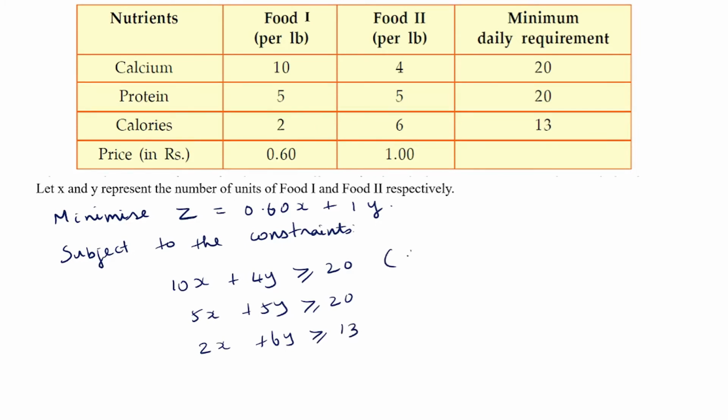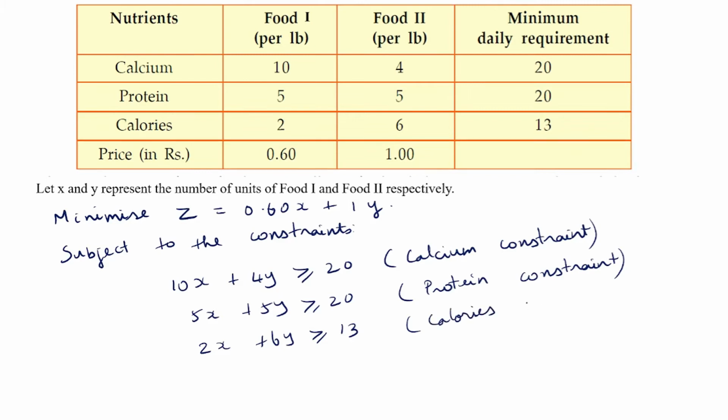So this is the constraint with respect to calcium. Then this is the constraint with respect to protein. And this is the constraint with respect to calories. We need not write all these. I am just writing it for a better understanding. And then finally we have the non-negative constraints: x greater than or equal to 0 and y greater than or equal to 0.